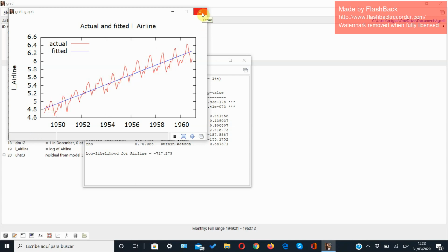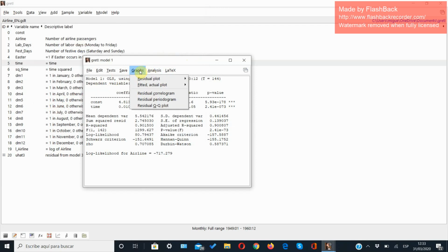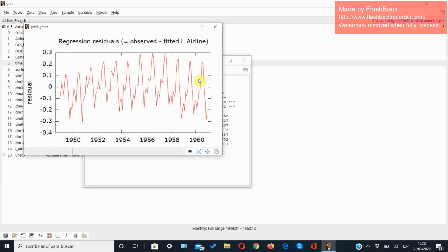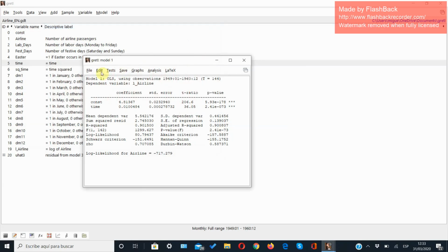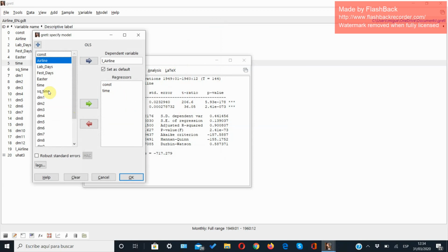We can see this behavior more clearly in the residuals. Graphs, residual plot against time. As you can see, the residuals seem to describe a certain curve. They are seasonal, of course, because we haven't done anything with seasonality, but they display some type of nonlinear behavior. To capture this nonlinearity, we can improve the model by editing it and adding this variable sqtime. Sqtime is just the variable time but squared, raised to the second power.